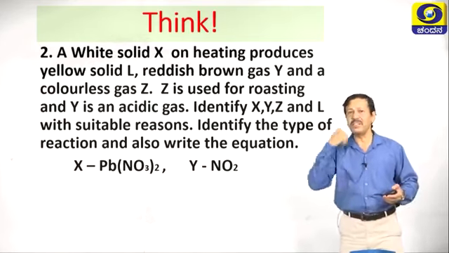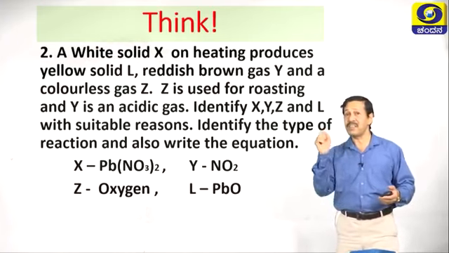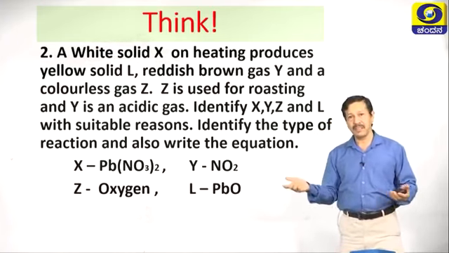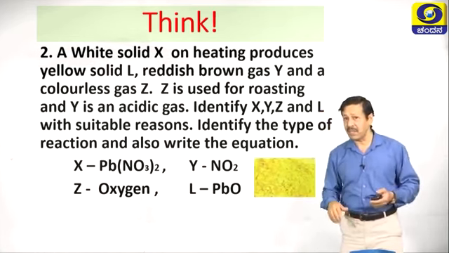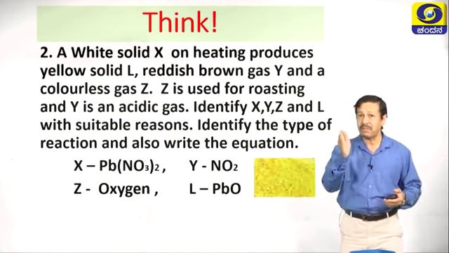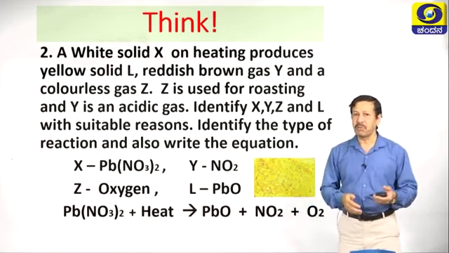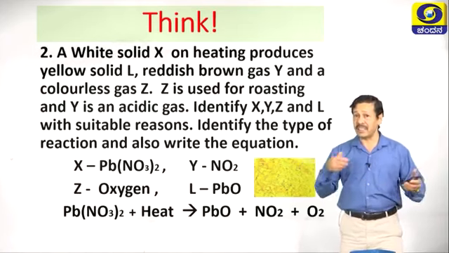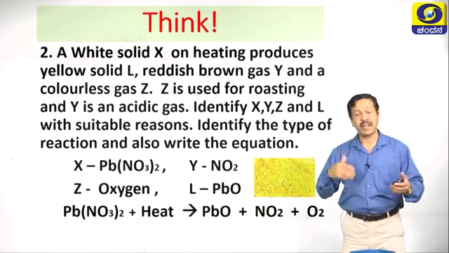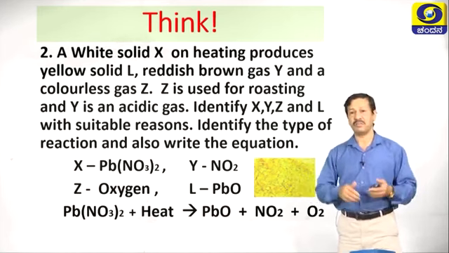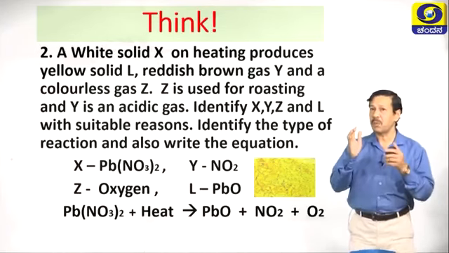Now, Y is nitrogen dioxide, a brownish gas. Then Z is oxygen. Thus, you are getting many things very easily. The L is nothing but yellowish compound lead oxide. Now, the reaction is Pb(NO3)2 on heating, thermal decomposition, produces yellow color lead oxide, nitrogen dioxide and oxygen. So, thus you can analyze and answer these type of questions.